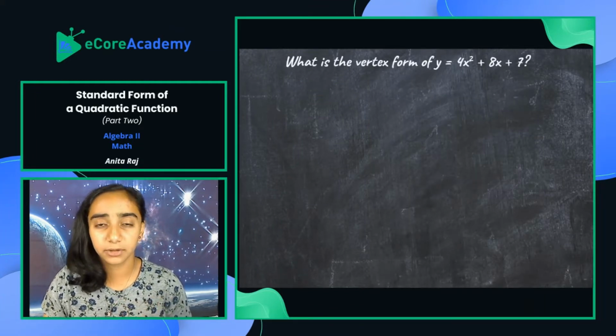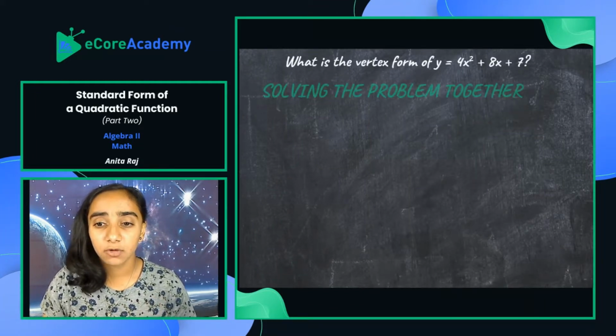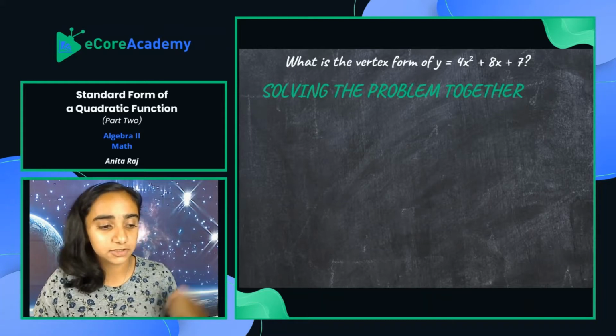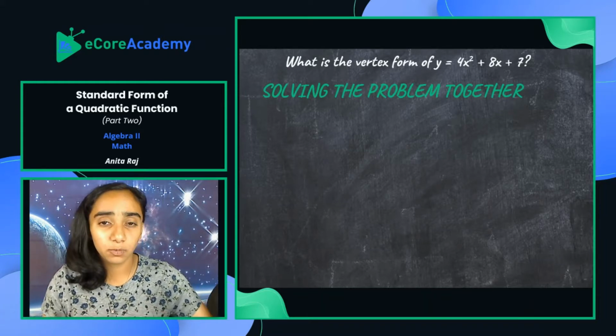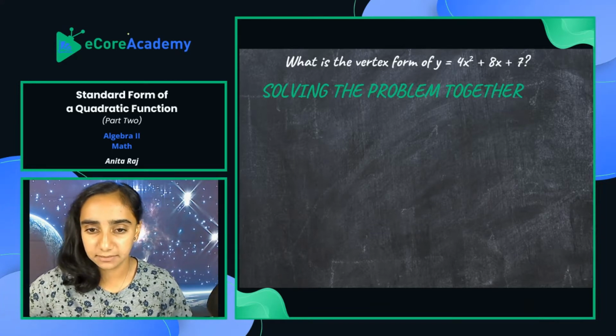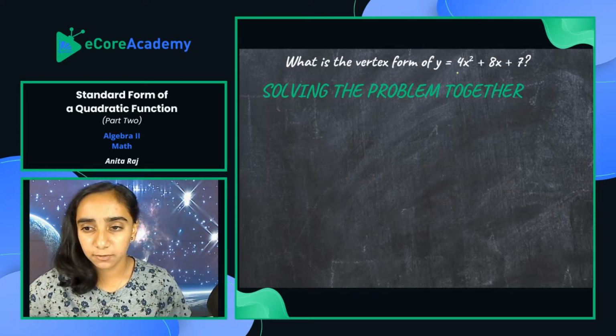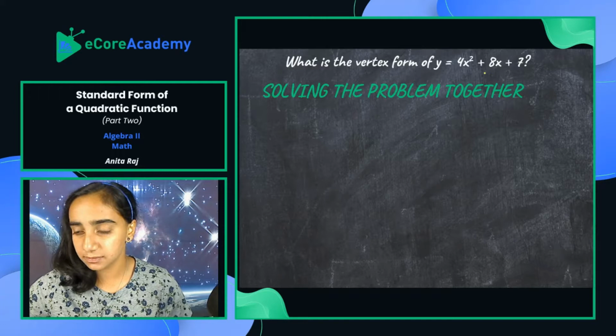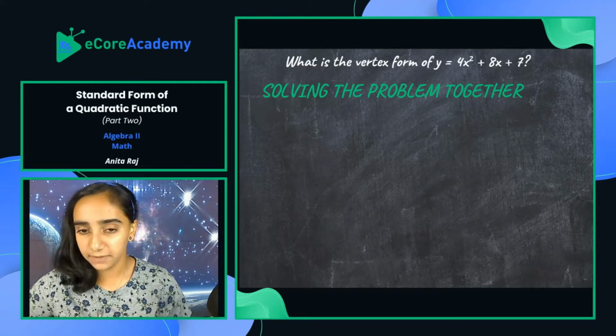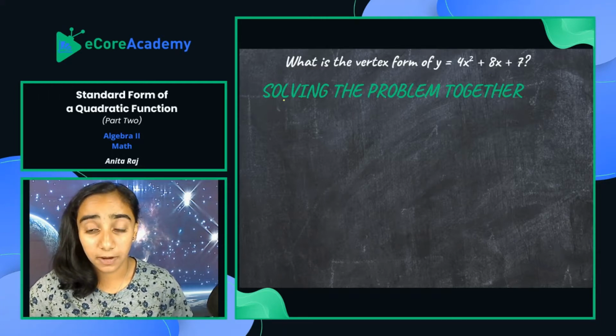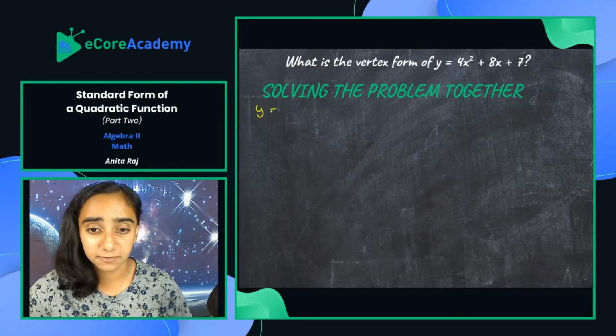So again, the problem appears at the top of the screen. We're going to be solving the problem together. I have the solution right next to me. I'm going to walk you through it and also explain it at the same time. So what is the vertex form of y equals 4x squared plus 8x plus 7? Let me just write vertex form right here in case we've forgotten for some reason, but at this point you shouldn't have forgotten.